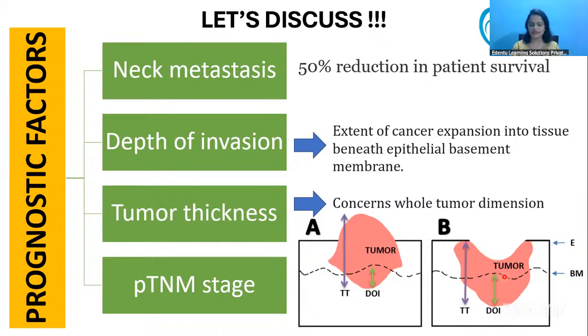Then next is tumor thickness. Tumor thickness means the whole thickness of the tumor, from the tip of the tumor at the upper point to the tip of the tumor at the lower point. From the upper end to the lower end, that distance determines the tumor thickness. In this ulcerative growth also, the tumor thickness is from the uppermost point to the lowermost point.